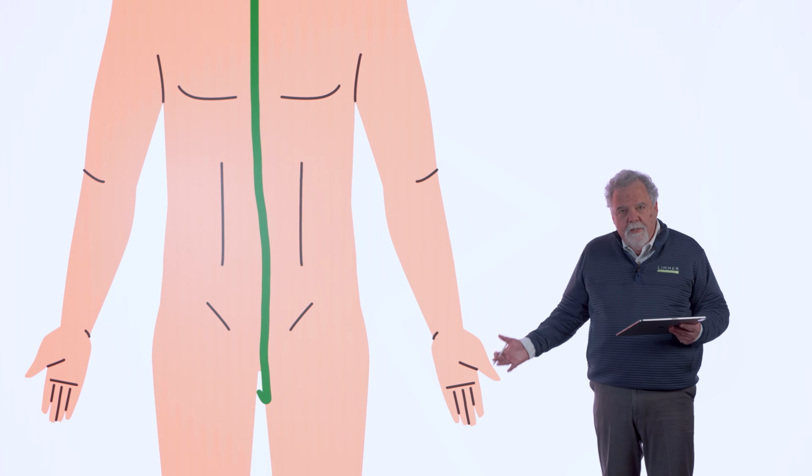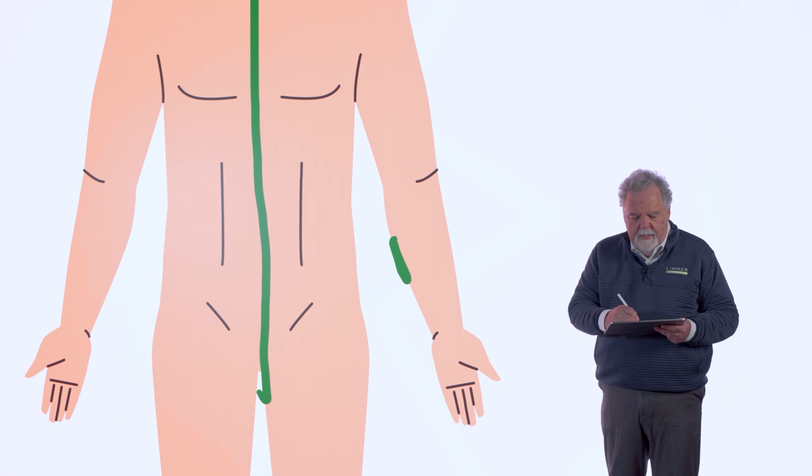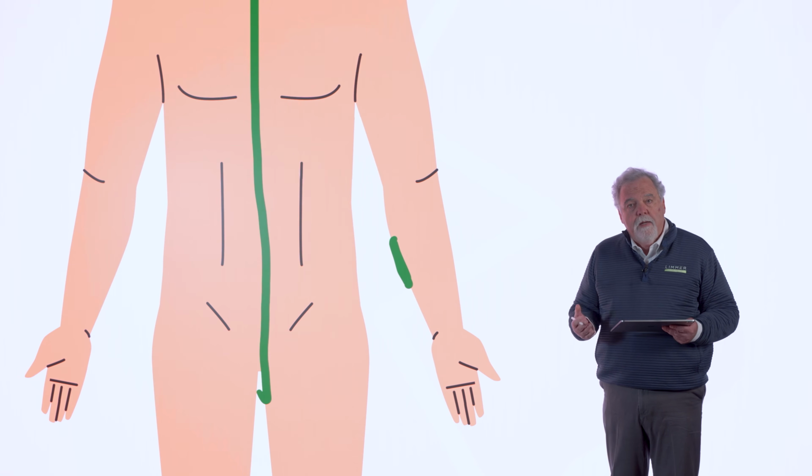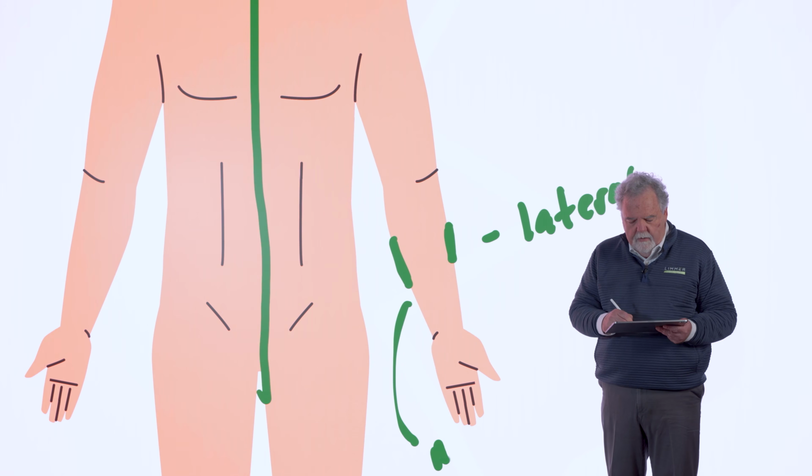Now, in this position, remember, medial is closer to the midline. Right here is the medial aspect of the forearm. Now here, on the other side of the arm is the lateral aspect of the forearm. So I've got lateral and I've got medial.